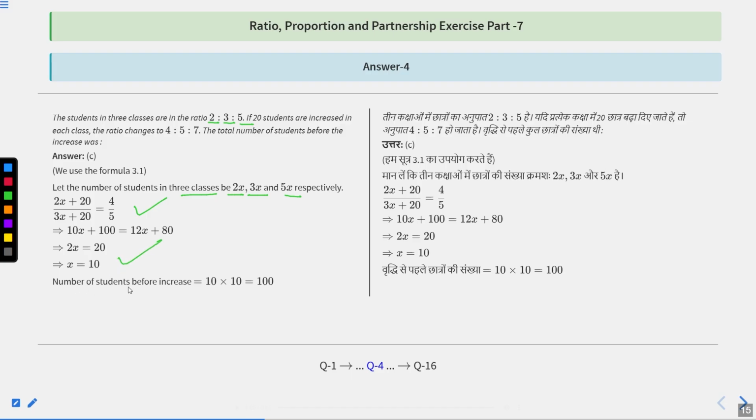So the number of students before the increase will be 10 into 10, because it is given that the total number of students will be 3 plus 2 plus 5, which is 10, multiplied by the x value, which is 10. So it will become 100.